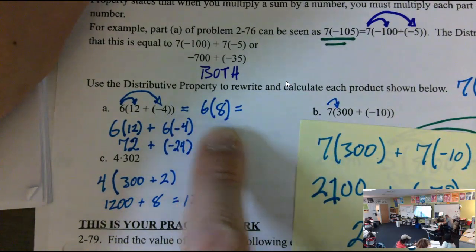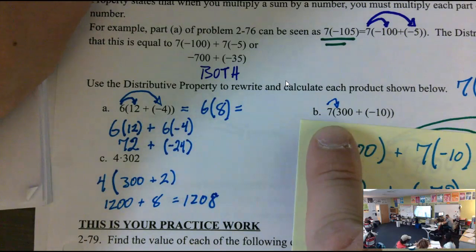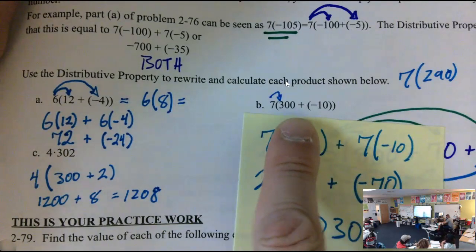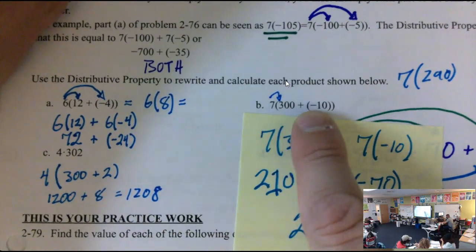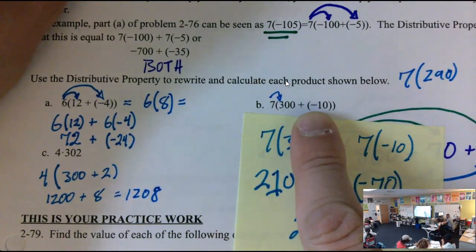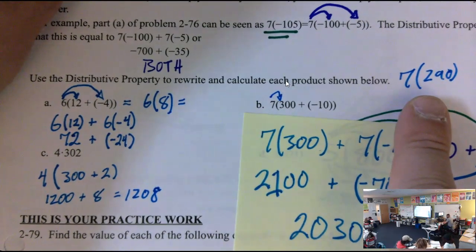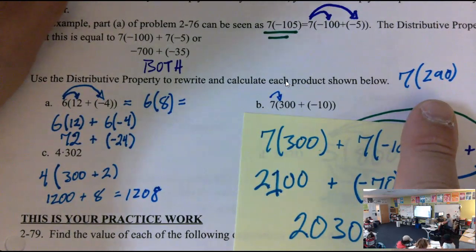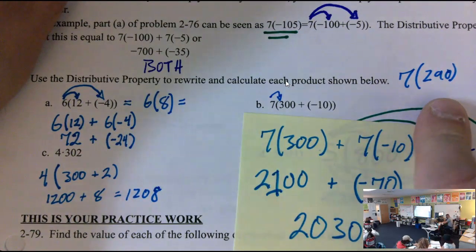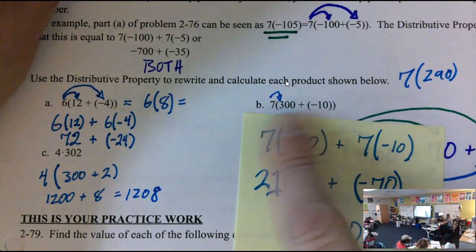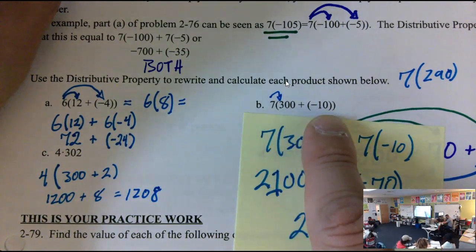However, B is 7 times 290, right? This number right here, 300 plus a -10, that's 290, and I can't do that math. Really, I just can't. I don't know what 7 times 29 is. I definitely don't know what 7 times 290 is. But I could do 7 times 3, and I could also do 7 times 1. That is why we're going to break this number up. We make it 300 plus a -10.